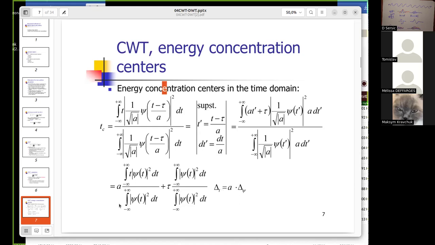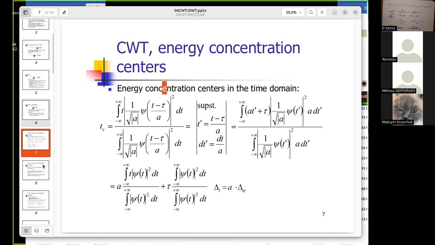this does not belong to this slide. Something is wrong on the slide. I have to correct it, but I'll do it later. So the position of the center depends on psi, but also on the chosen scale.